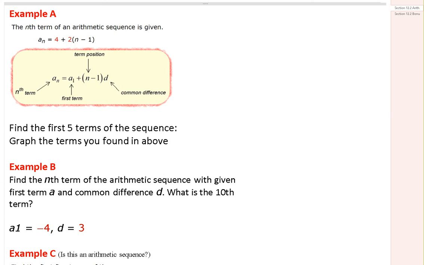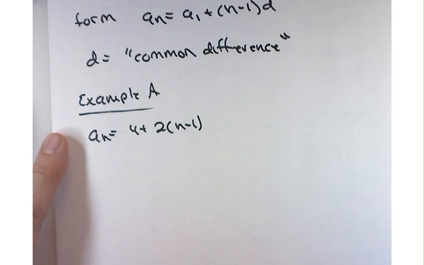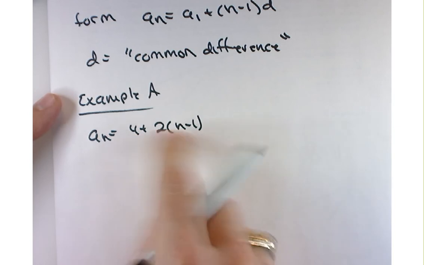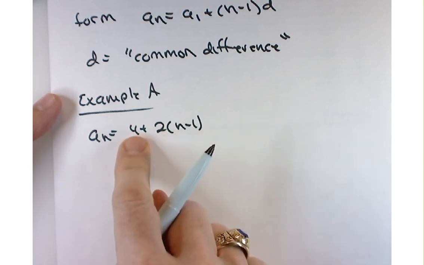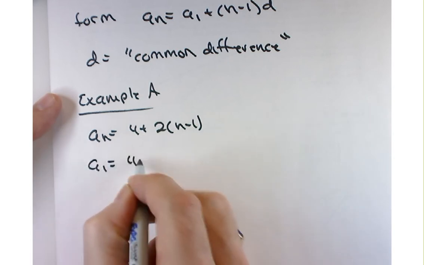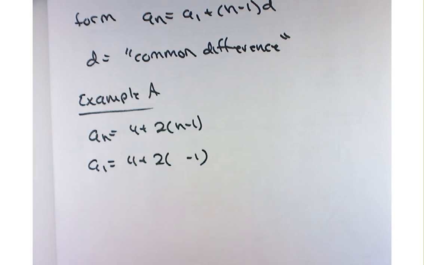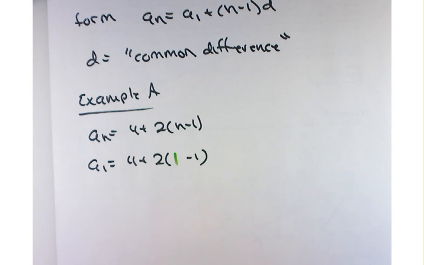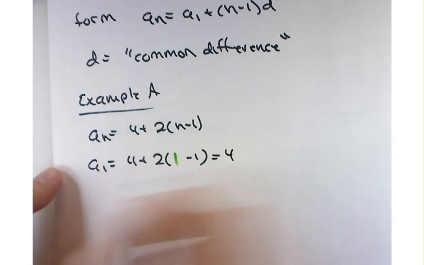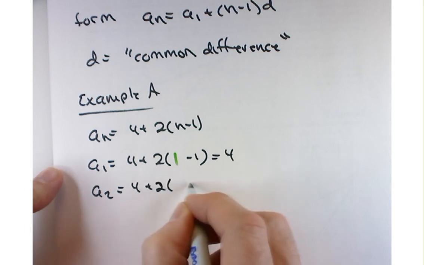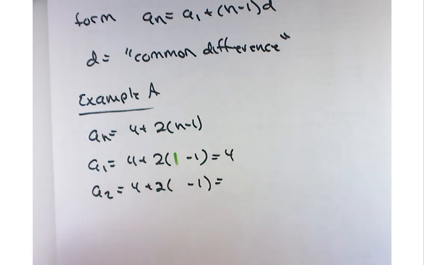So I kind of like the way they write this. There's other ways you can write it, but the nice thing is that in looking at this, you can tell a lot about this. First of all, a sub 1 is going to be 4. If you put in a 1 here, 4 plus 2 times 1 minus 1 is 4 plus 0, or 4. A sub 2, 4 plus 2 times 2 minus 1. What's that going to give me?